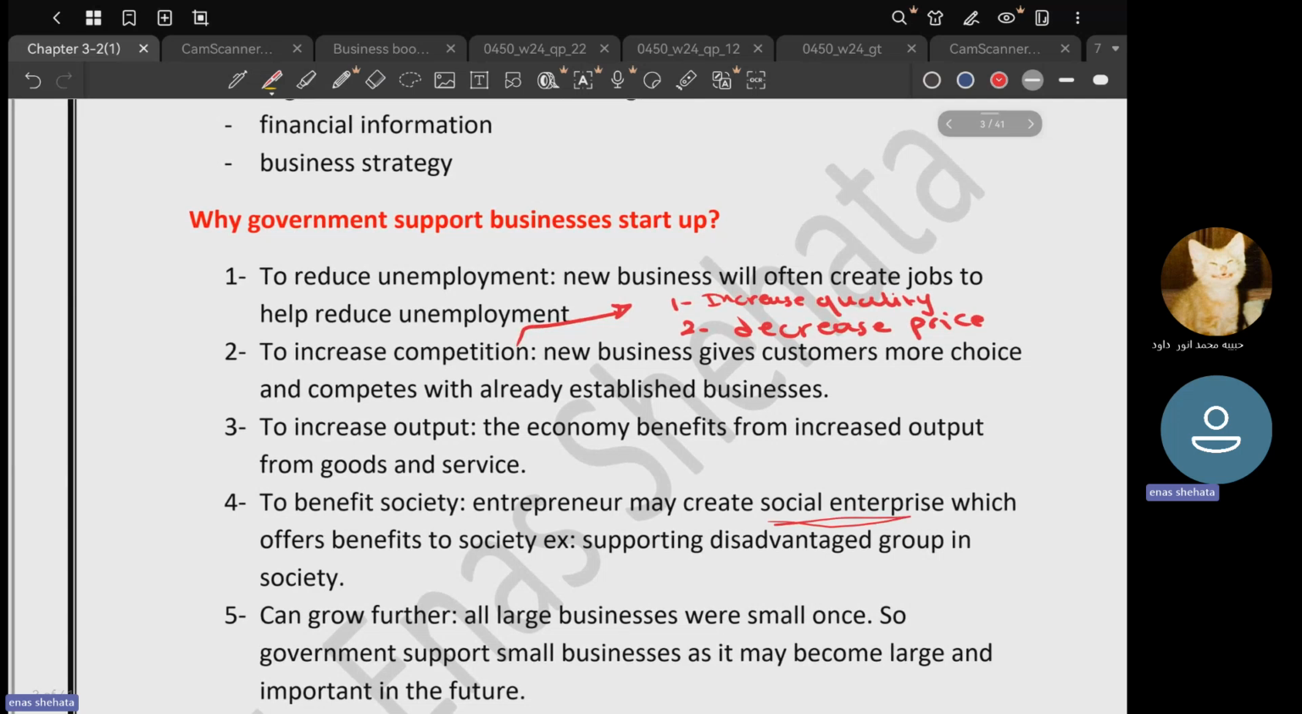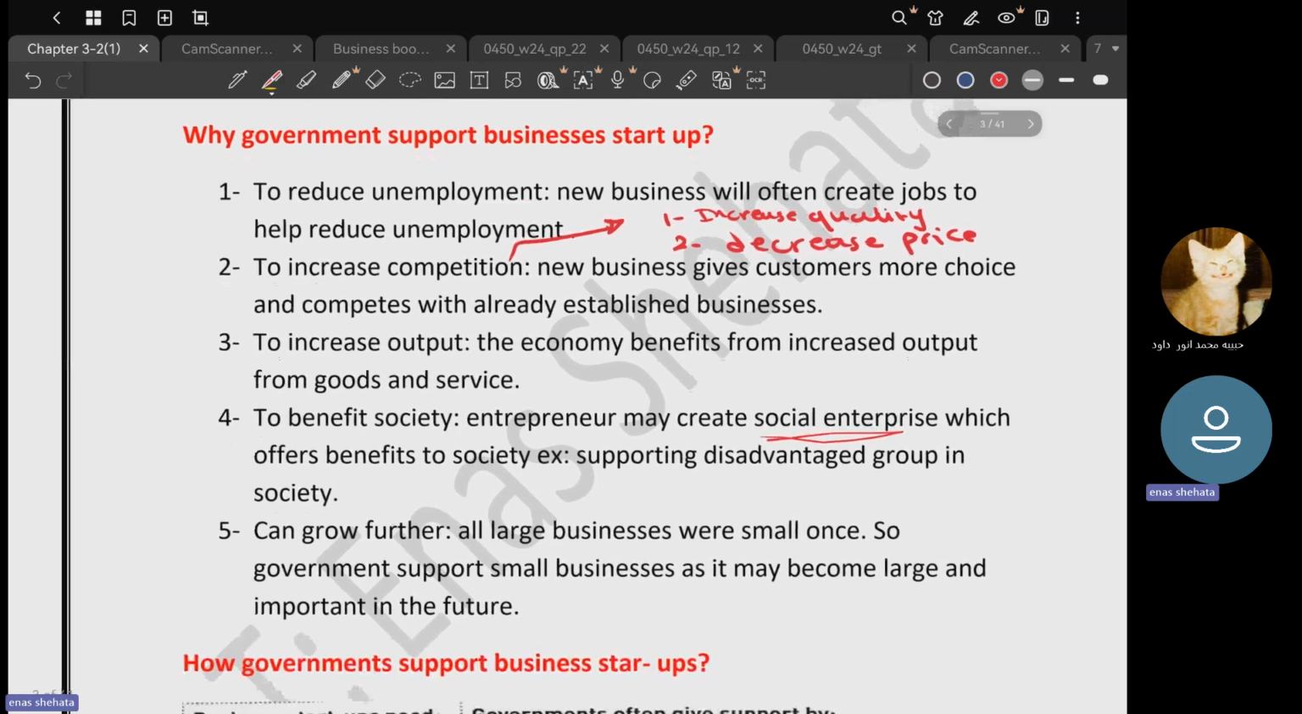I have a business, and in this business, I'm offering some social benefits to others, make some charities, for example, supporting disadvantaged people. Like, for example, what happened in Gaza, many businesses offer some help to Gaza. So we are offering some social help to the society or even to the world.